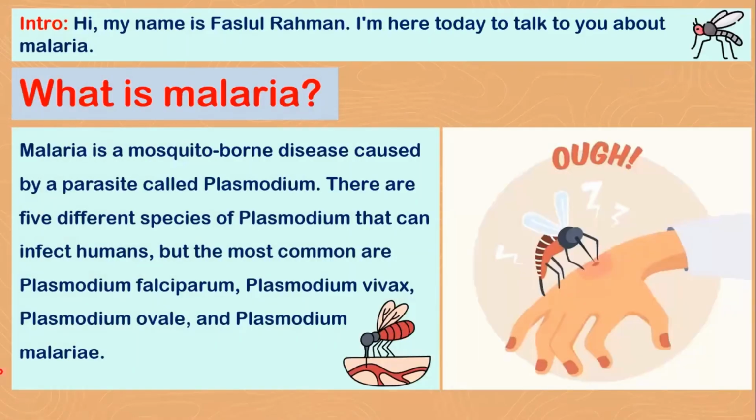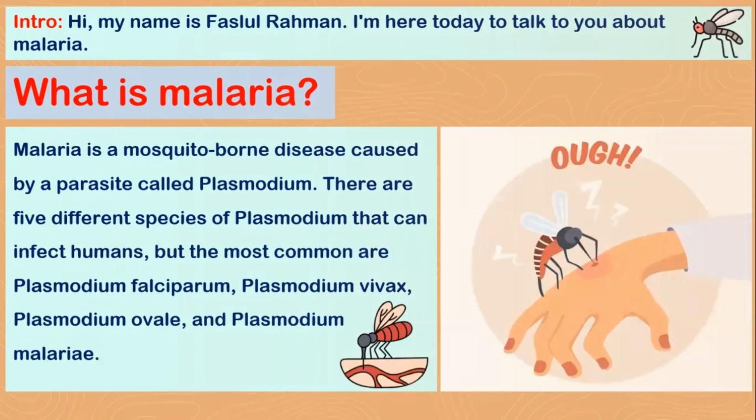Hi, my name is Faslur Rahman, and I am here today to talk to you about malaria. What is malaria? Malaria is a mosquito-borne disease caused by a parasite called Plasmodium. There are 5 different species of Plasmodium that can infect humans, but the most common are Plasmodium falciparum, Plasmodium vivax, Plasmodium ovale, and Plasmodium malariae. Let's move on to the next slide.